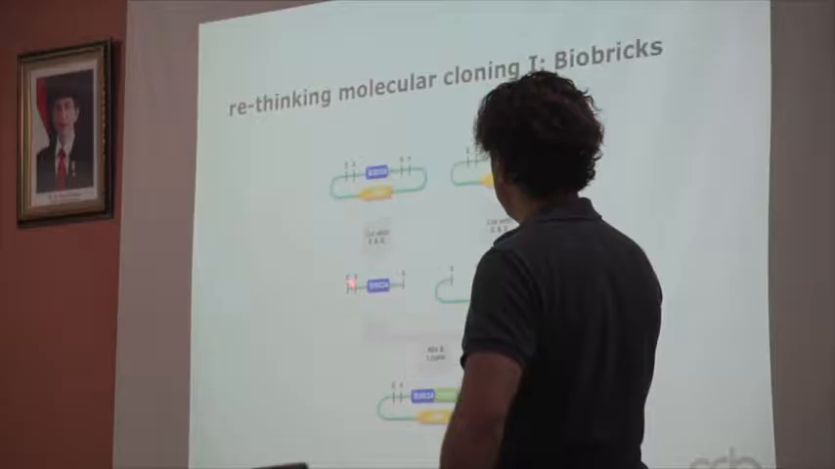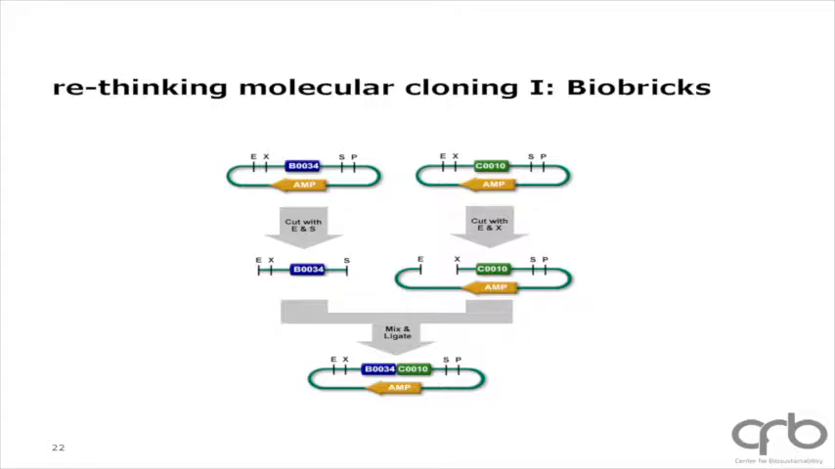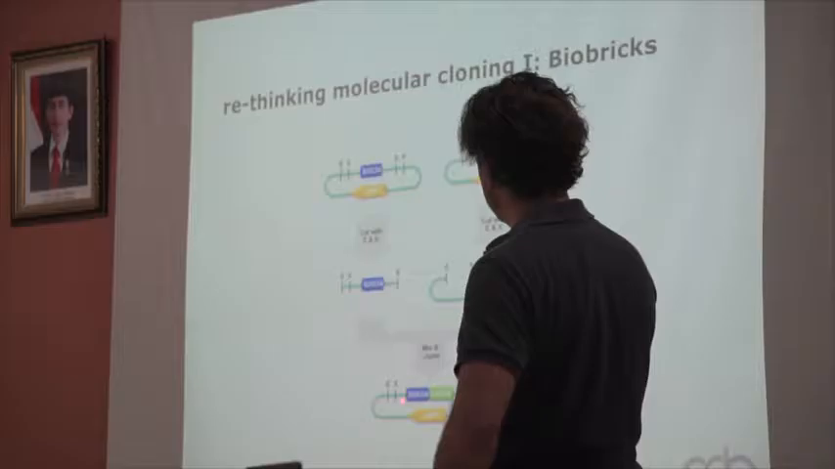Sorry, you want to add the blue to the green here. Okay? So what you do is you take the restriction enzyme, you cut with the E and S, and you get this piece. You can fuse E with E, that's no surprise, but you can also fuse the S enzyme site with the X, and upon doing that you destroy the S site.